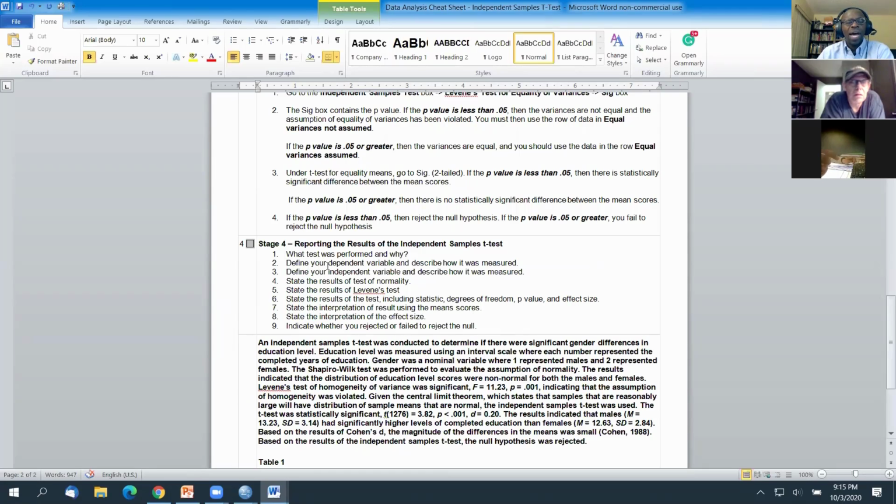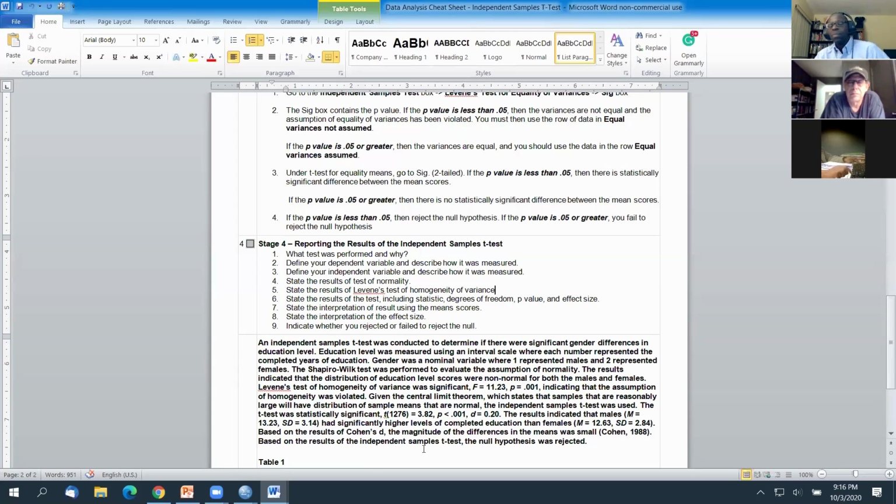The second thing is you're going to define your dependent variable and describe how it was measured. The third thing you're going to do is define your independent variable and describe how it was measured. The fourth thing is you're going to state the results of the test of normality, state the results of Levene's test of homogeneity of variance. And then you're going to state the results of the independent samples t-test, including the test statistic, degrees of freedom, p-value, and effect size. Then you're going to state the interpretation of results using the mean scores, and then you're going to interpret the effect size.